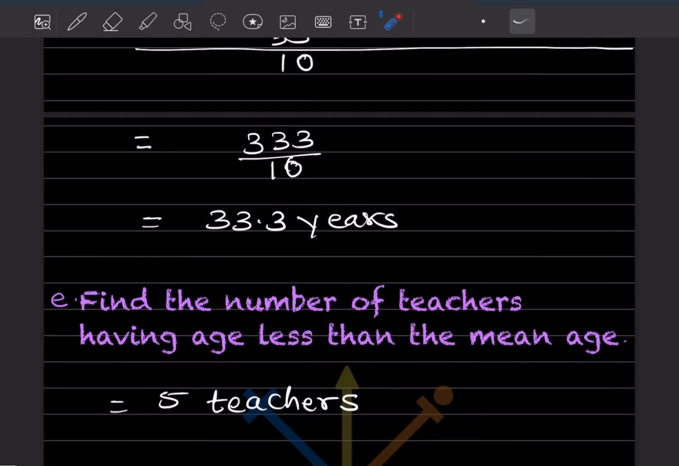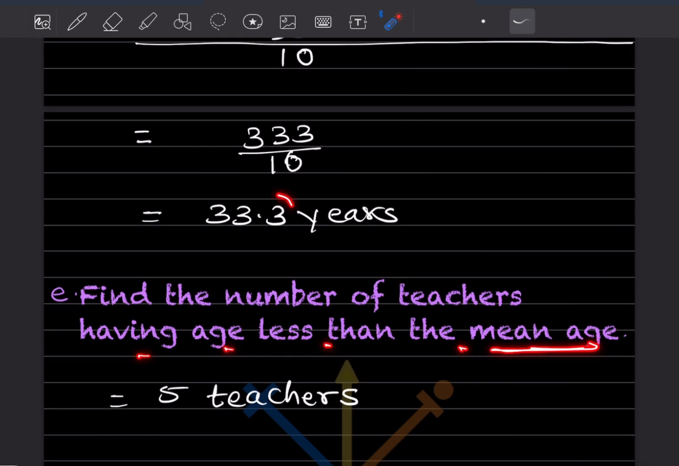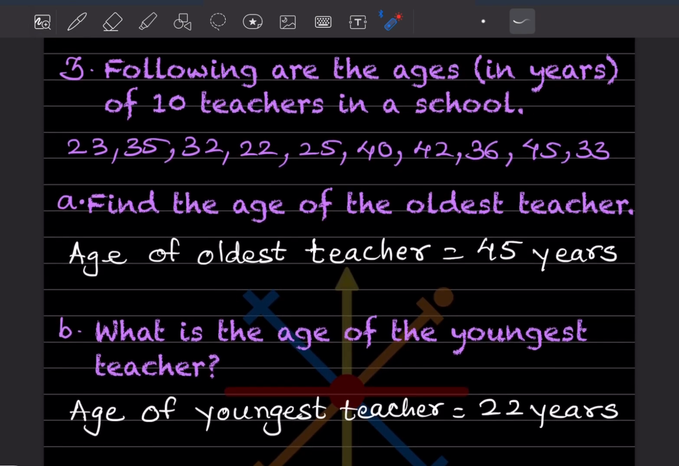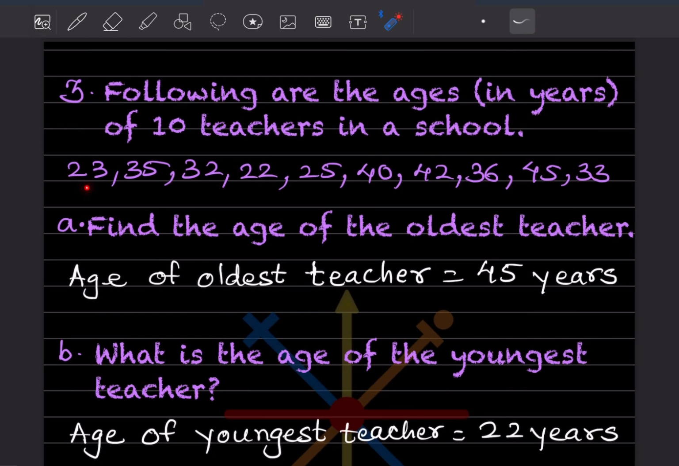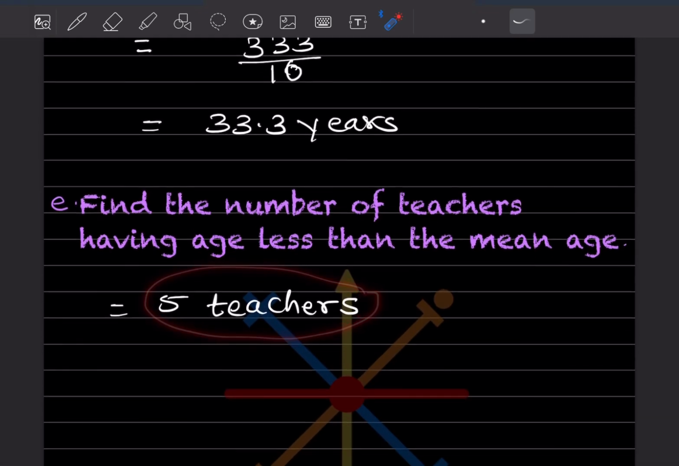Find the number of teachers having age less than the mean age. Mean age we got as 33.3. So less than 33.3. Now let us see how many teachers are here. 1, 2, 3, 4 and 5, because 33.3, so we are going to consider 33 also. There are 5 teachers. So we can write here 5 teachers.